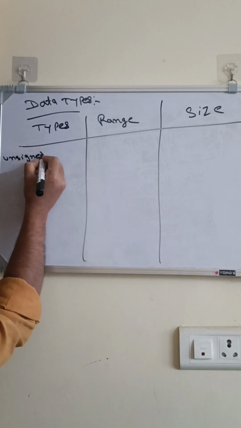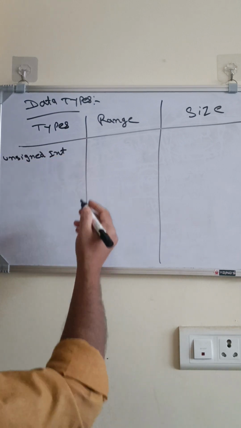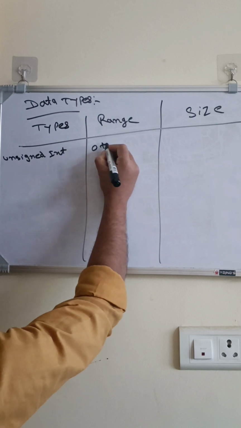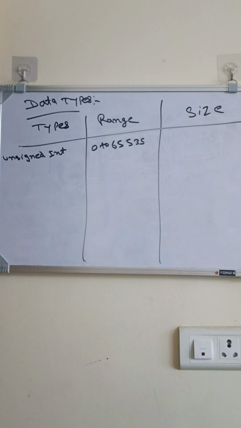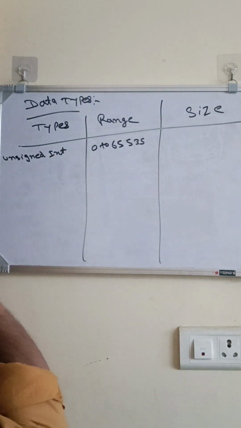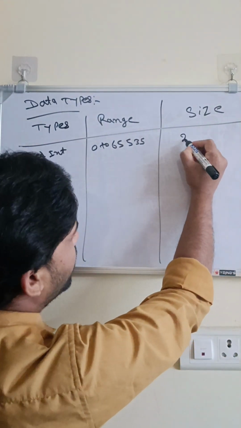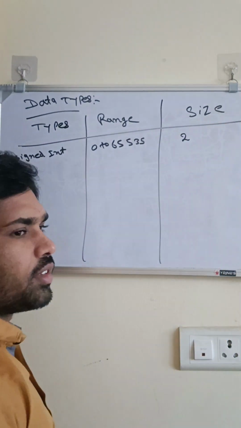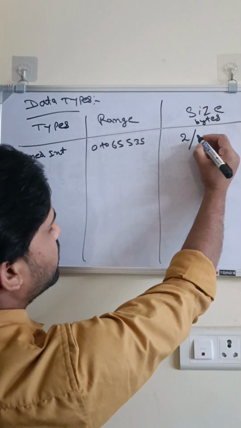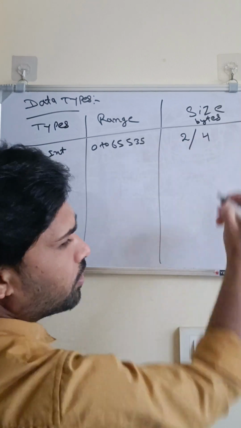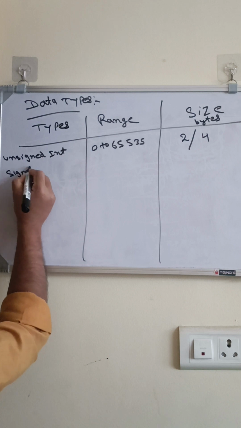First, unsigned integer. What is the range of this? 0 to 65,535. This is the range of unsigned integer. And what is the size? As I said, it depends upon your controller, and size always comes in bytes. It will take 2 bytes in some PCs, and in some PCs it will take 4 bytes.